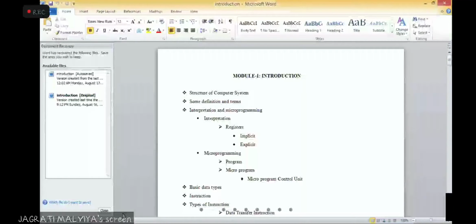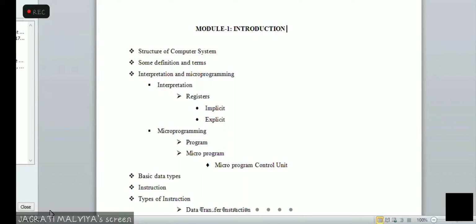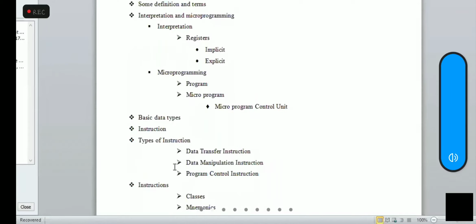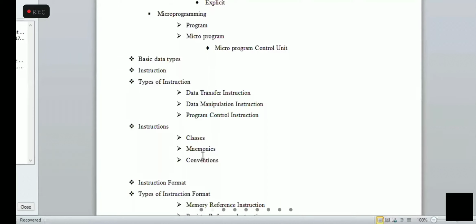And then the microprogramming, we will discuss program, micro instruction, microprogram control unit, hardwired control unit, etc. And next one is basic data types like integer, float, character. The next one is instruction. Then types of instruction, basically three types of instruction: data transfer instruction, data manipulation instruction, and data and program control instruction. The next one is instructions, in which we cover classes, mnemonic, and conventions.